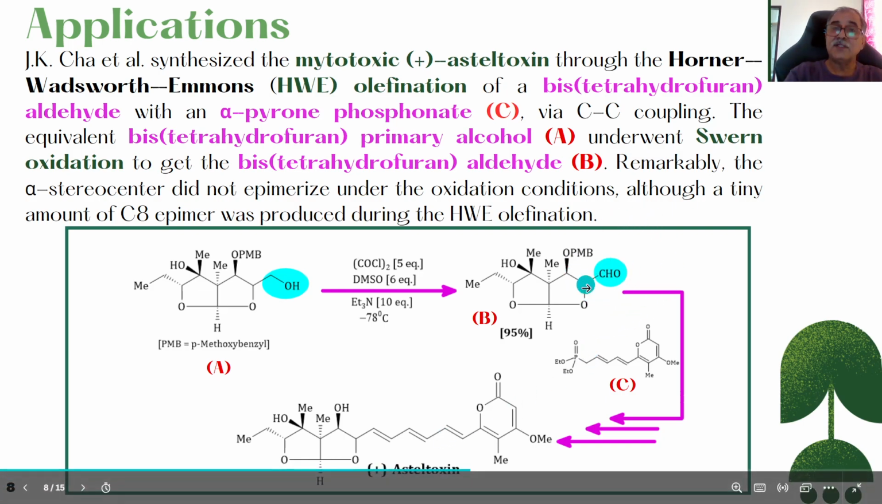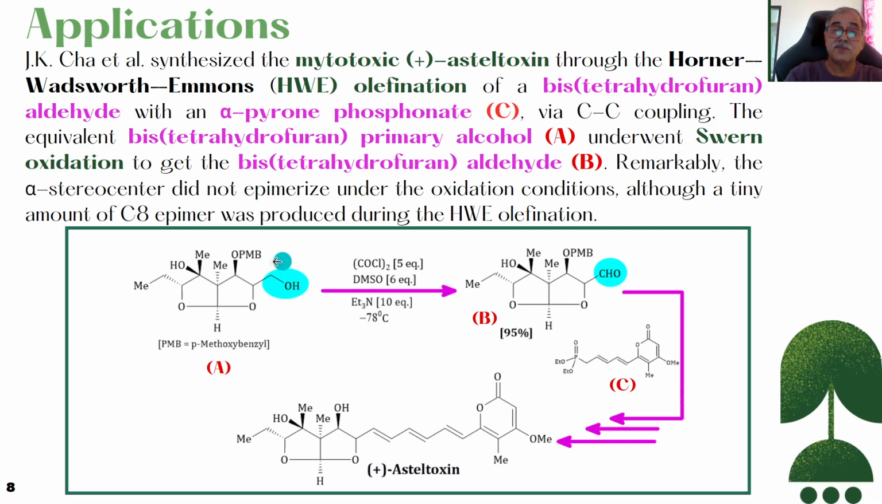But this aldehyde is synthesized from this alcohol through the Swern oxidation process. And the advantage is that if we start with this alpha stereocenter, this does not epimerize to give us a mixture of these two. Instead, we will get the alpha product in 95% yield. So, stereoselective synthesis of this aldehyde is achieved through the Swern oxidation process.